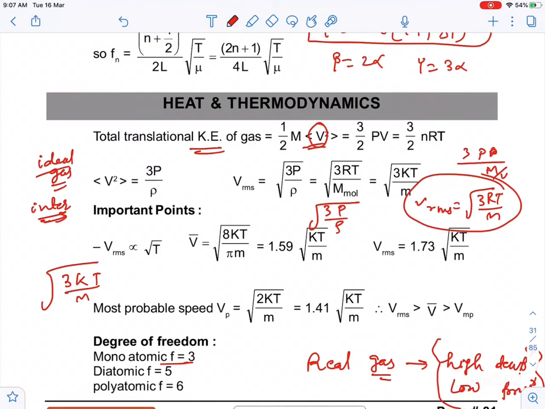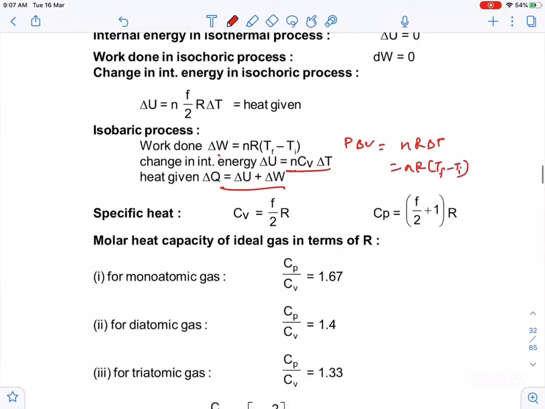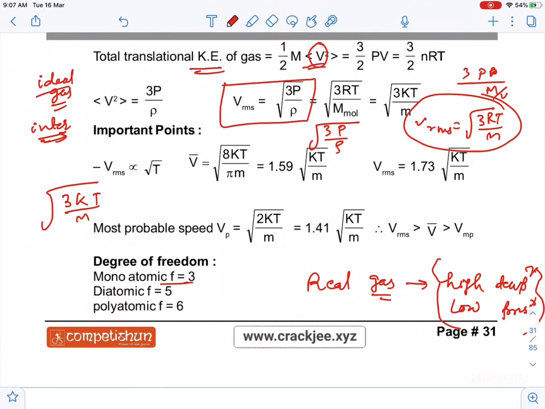This formula, I'll give you the relation. What is the relation between k and R? It is related with Avogadro number. I will discuss that later. So this is the RMS velocity, which is under root 3P by rho. Sometimes they ask the RMS speed of different things, like I have taken some examples into account. We will see them one by one.